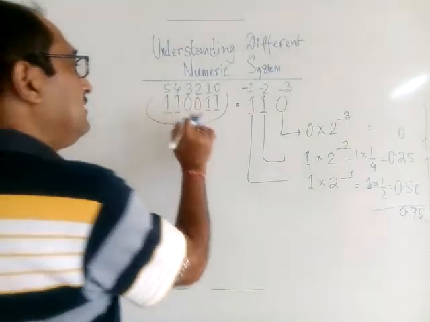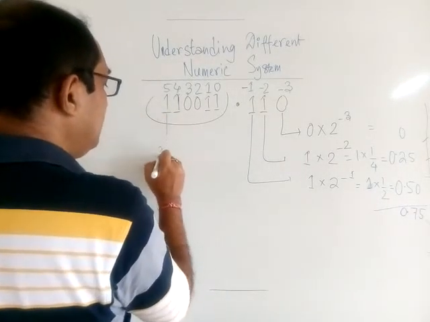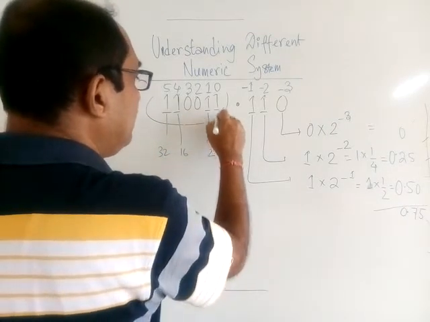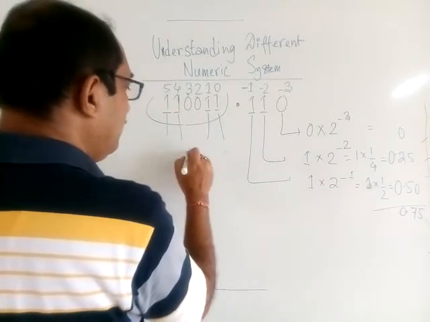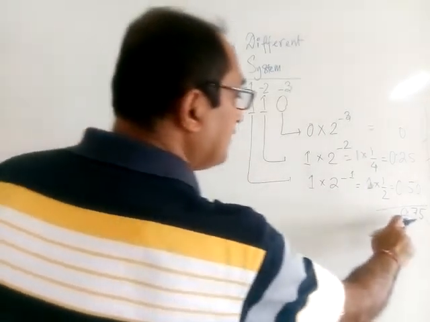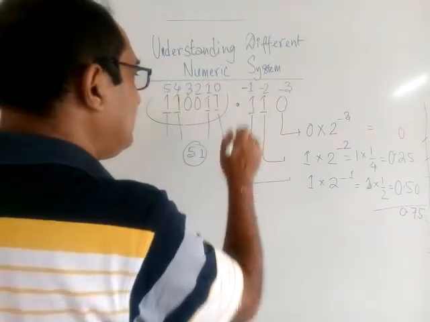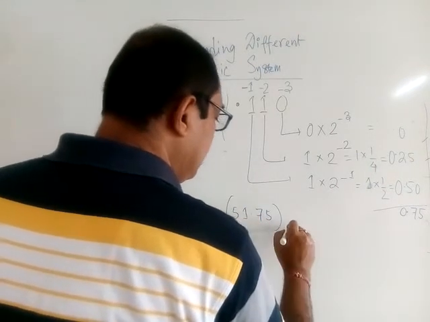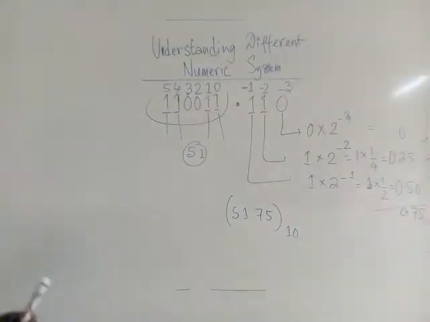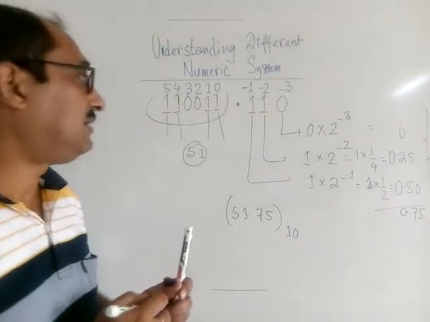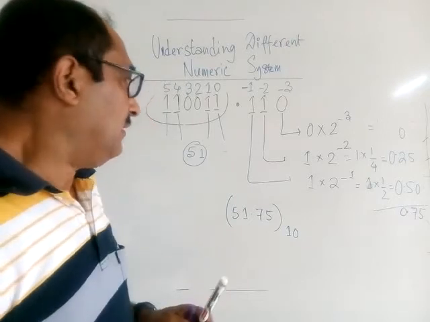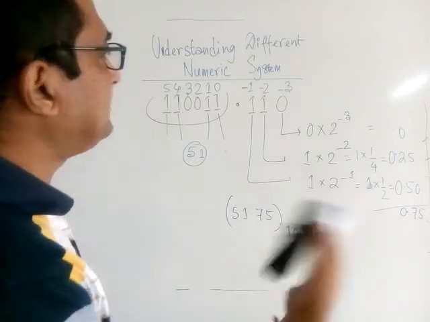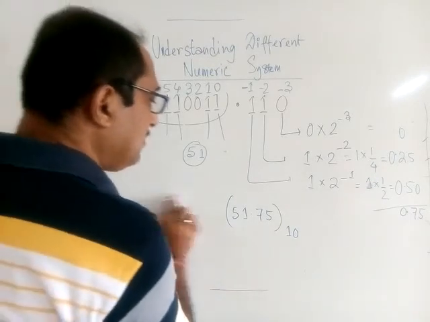So whatever you got here, with that 0.75 you add. So the result will be, we got it just now, 32, 16, 2, and 1. That means this was 51. We got 51 here, and we got 0.75 there. So altogether this will be 51.75 in decimal number. That is how we can calculate binary to decimal. Okay. Another thing in today's video I will show you, though it is exactly similar, it is not different at all.